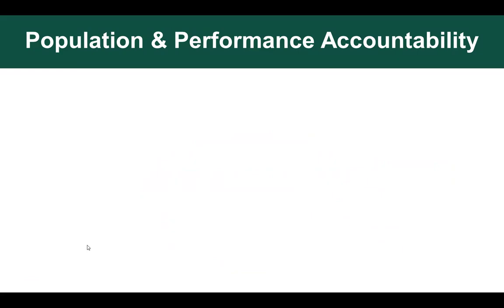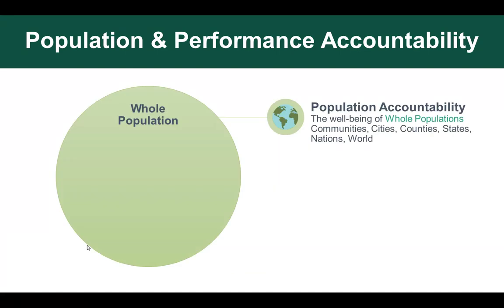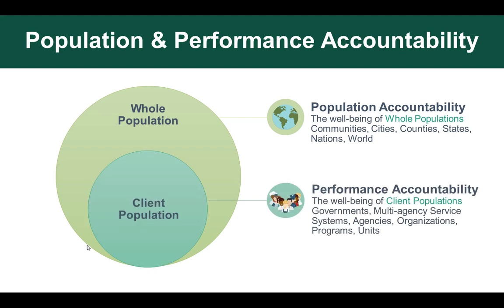Population accountability is how we measure the well-being of communities, cities, counties, states, nations, or the world. In essence, population accountability refers to a whole population. Performance accountability is how we measure the well-being of client populations, governments, multi-agency services, and organizations, programs, and business units.